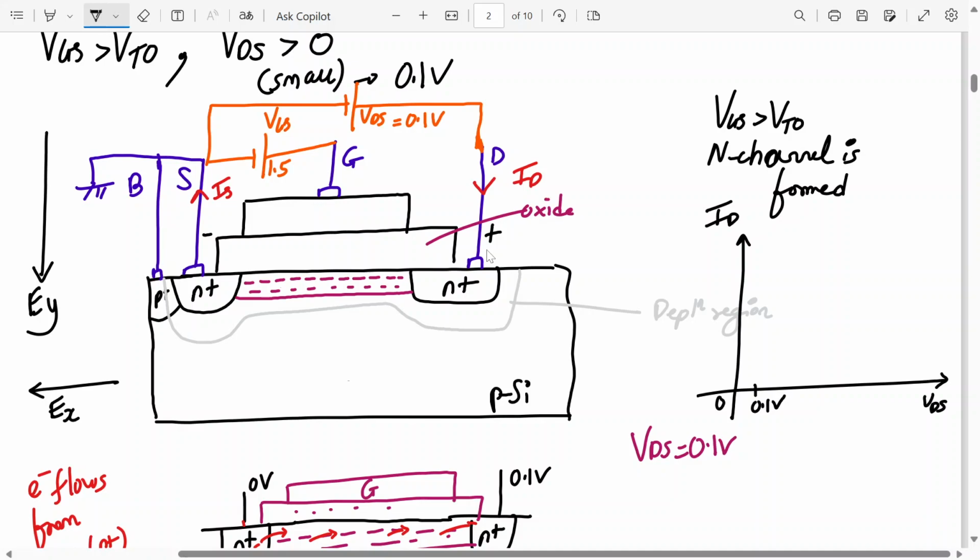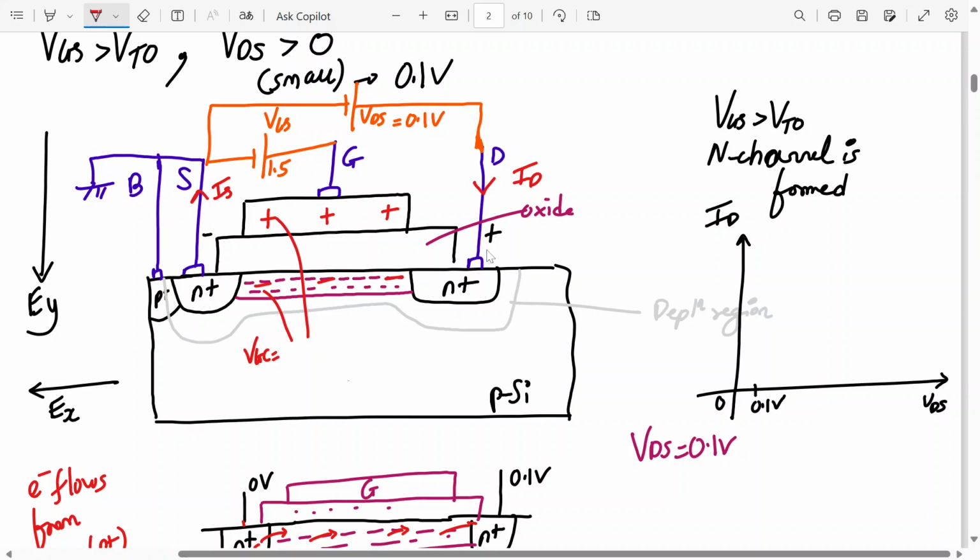Now tell me, when I apply VGS, this is 1.5, due to the electric field, minority charge carriers will be attracted near the Si-SiO2 interface. Now as soon as I apply 0.1 volt here, VDS, what is my gate to channel voltage? Tell me. Here there are positive charges with respect to the channel. So over here, what is the gate to channel voltage? Gate voltage is how much?